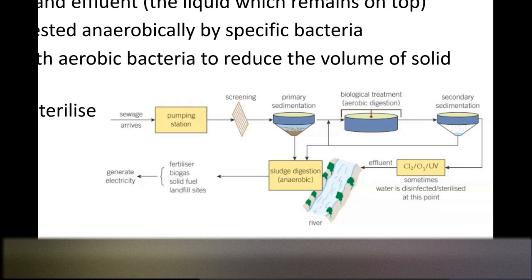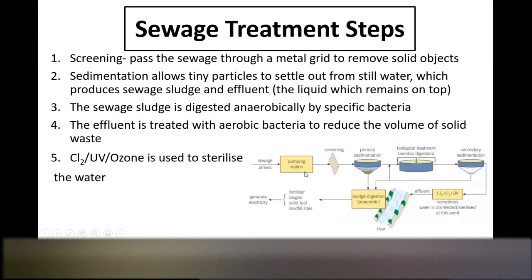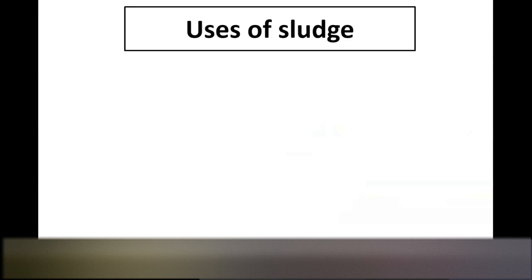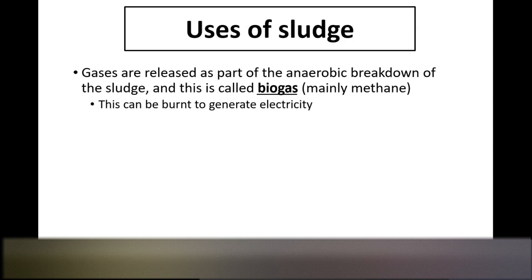Okay, now the sludge itself can also be used, and the sludge can be used for different things, which you need to know. So as the anaerobic bacteria are digesting and breaking down the sludge, different gases are released, and we call these gases biogas. It's mainly methane, but there are other gases as well, such as carbon dioxide and nitrous oxides. And that biogas can be burnt to generate electricity.